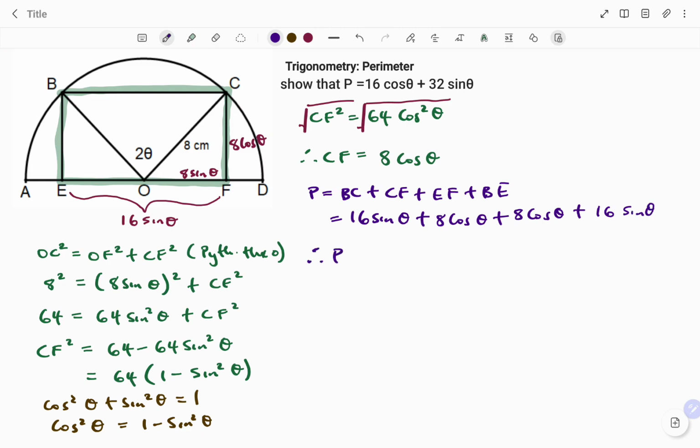Therefore, the perimeter P equals 8 cos theta plus 8 cos theta, that's 16 cos theta, plus 16 sine theta plus 16 sine theta, that's 32 sine theta. So note that we've been able to show that P equals 16 cos theta plus 32 sine theta.